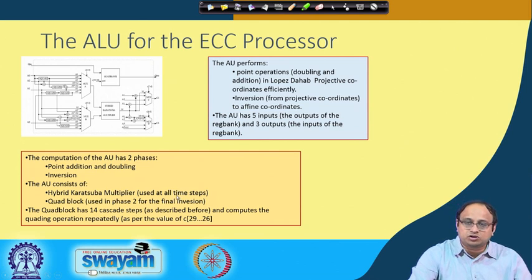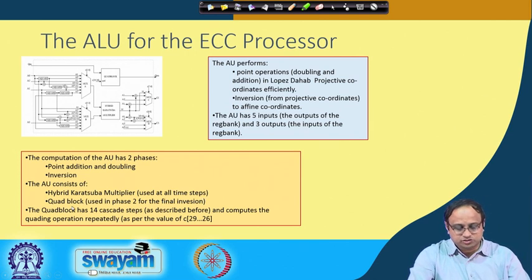So, basically every clock cycle there is one multiplication which is mandatorily performed. This is just to save the number of clock cycles. Likewise, there is also a quad block which is used in phase 2 for the final inversion, when you want to convert back from the projective coordinates to the affine coordinates.